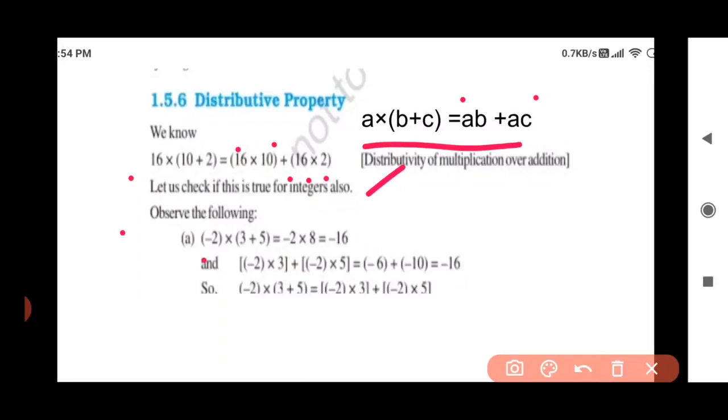Observe the following. Minus 2 into (3 plus 5). 3 plus 5 is 8. Minus 2 into 8 equal to minus 16. Right hand side: a into b, minus 2 into 3 is minus 6, plus minus 2 into 5 is minus 10. Minus 6 plus minus 10 equal to minus 16. So left hand side equal to right hand side. Both sides are equal. So the distributive property of multiplication over addition is true for all integers.